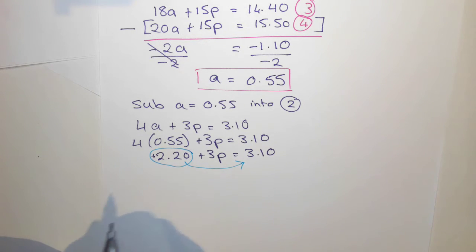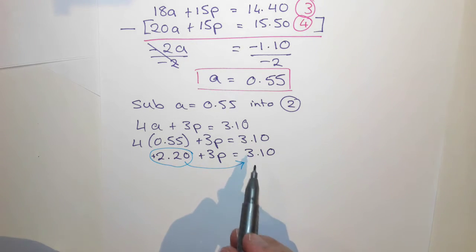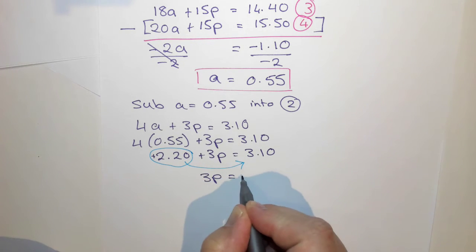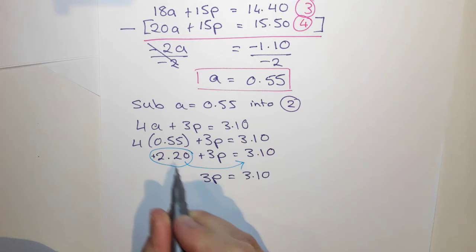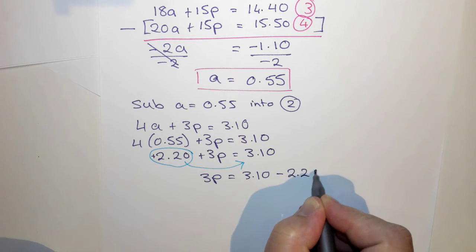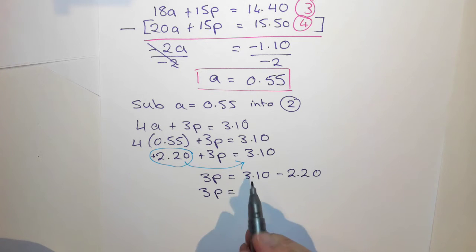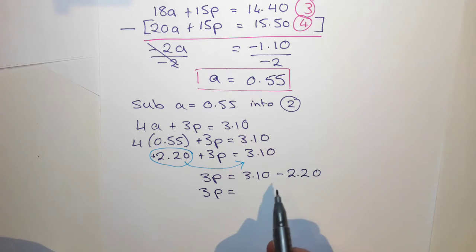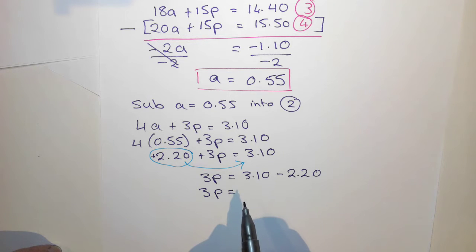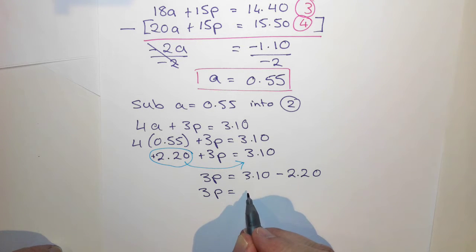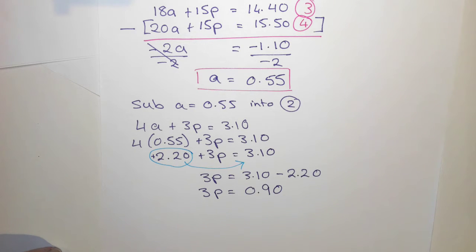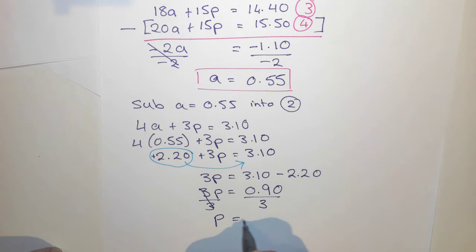So this is a positive 2.2. So when I move it across, it's going to become negative. So I'm leaving the 3P alone, equals, and the 3.10, they stay where they are. Move that across, minus $2.20. So 3P equals, so $3.10 take away $2.20 is going to leave me with 90 cents, 0.9. The last thing I want to do now is get rid of this 3 so that I've got the P by itself. So I'm going to divide both sides by 3, and that's going to leave me with P equals 0.30.